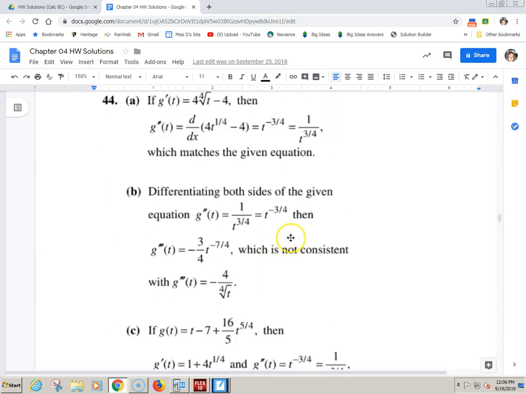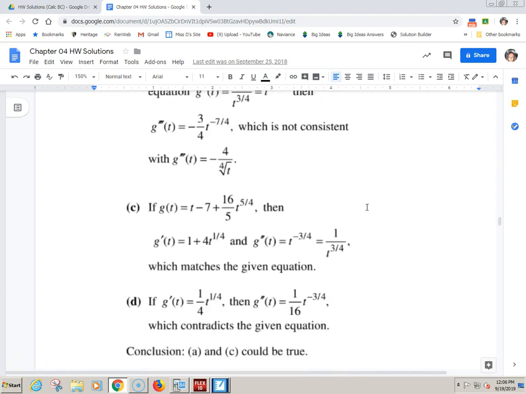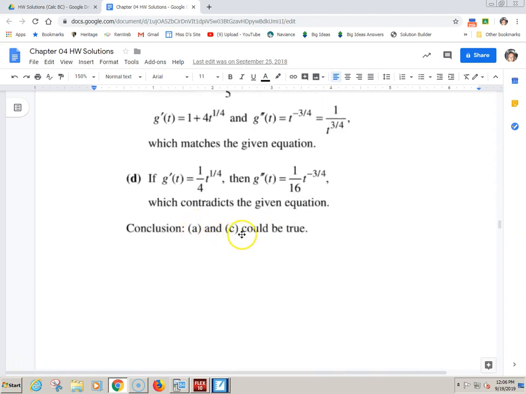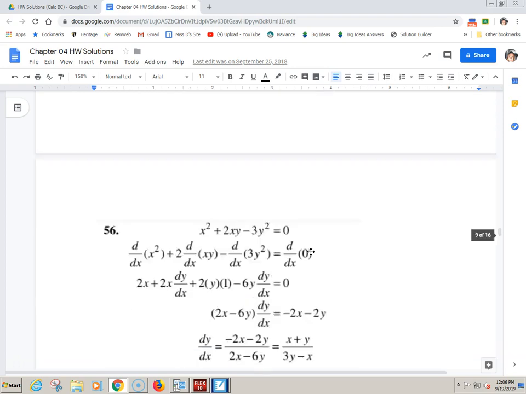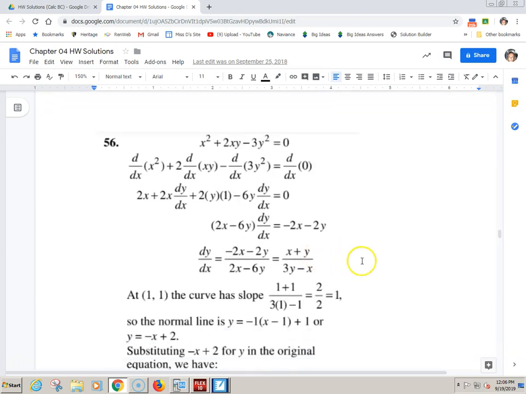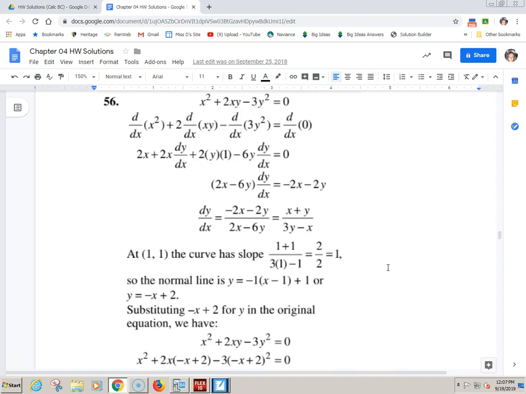Number 44a. Wait, what are we answering? Oh, there we go. A and C could be true. Thanks. There was something at the very bottom. A and C could be true. Could be true. Could be true. The other ones have contradictions. A and C could be true. Number 56.